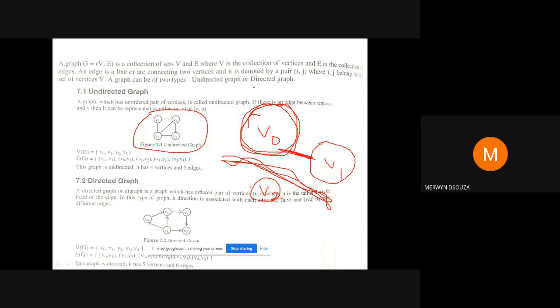Normally graphs could be used to represent anything. For example, this could be representing two cities like Mumbai and Delhi. Maybe this is representing the continent Africa and this is the sea in between. So graphs could be used to represent basically anything.